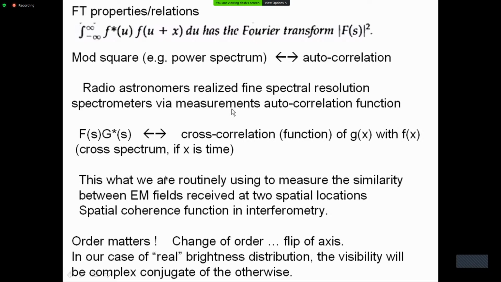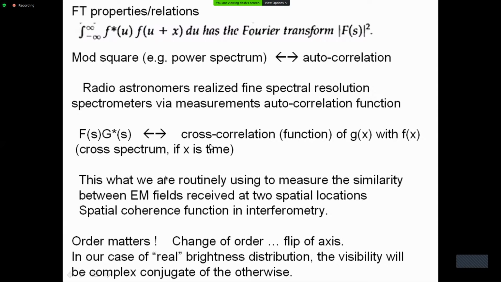Although it's difficult to build finer spectrometers, you can use this relation to get very long span of delays in the autocorrelation function, and which gave you very fine spectral resolution because of this relation between the span in one domain defining the resolution in the other domain, and vice versa.